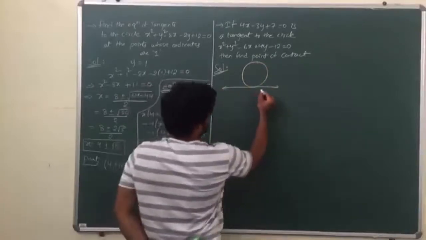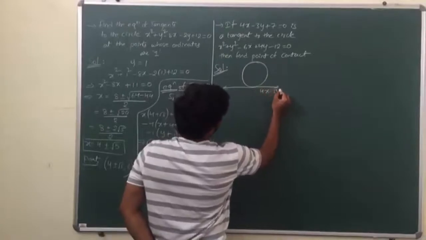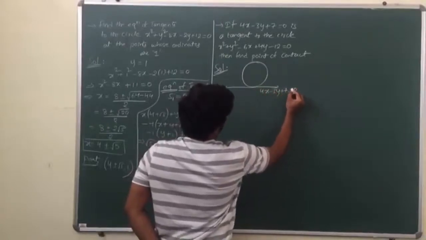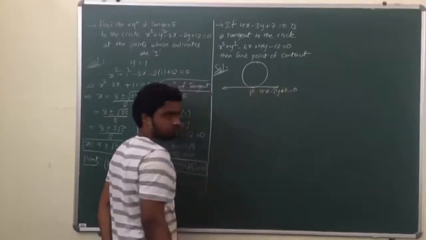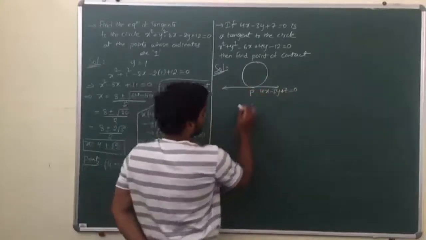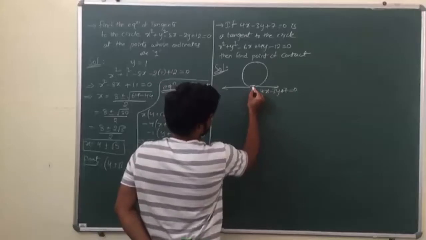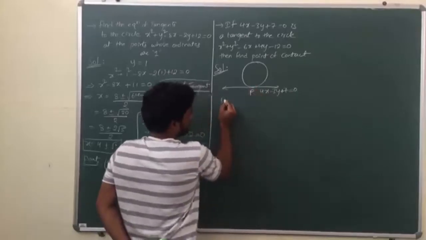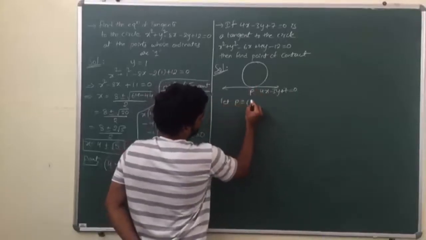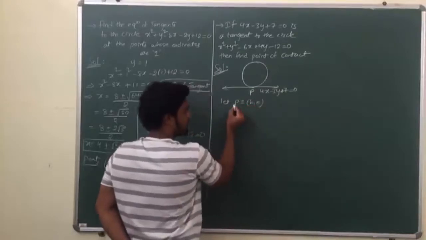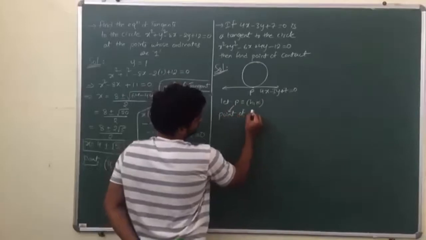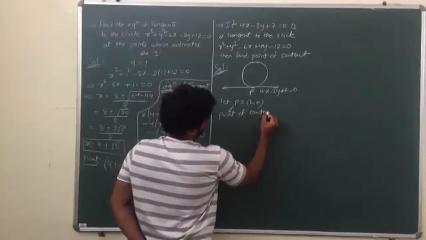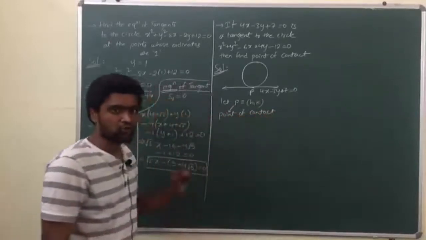This is the tangent 4x minus 3y plus 7 is equal to 0. Yes, so this is the point. We don't know this point. Let P be (h, k). So P is the point of contact. That's what we have to find here.